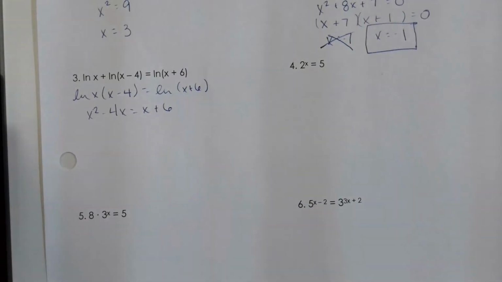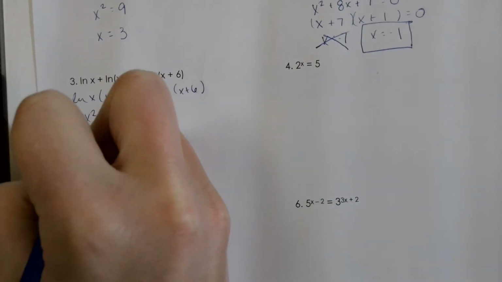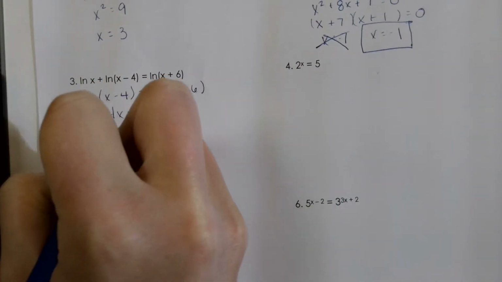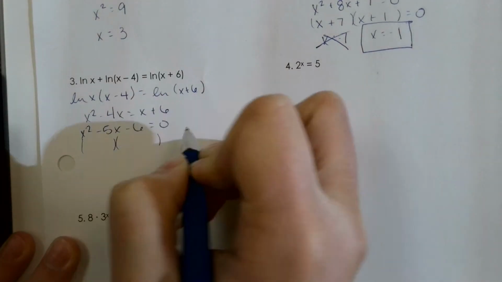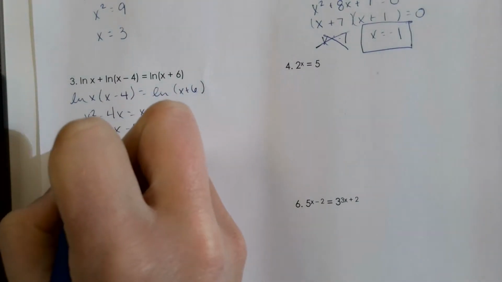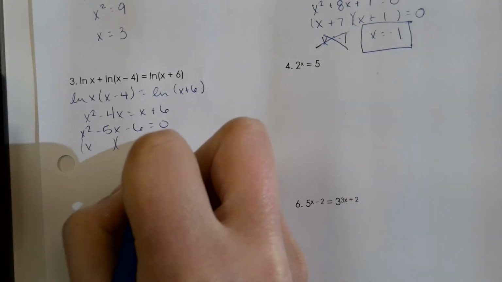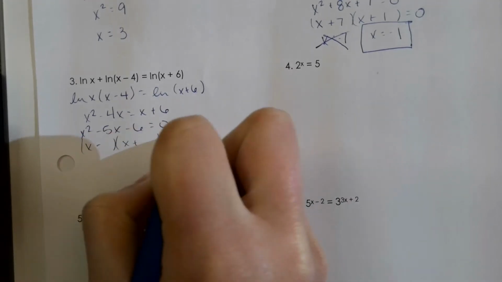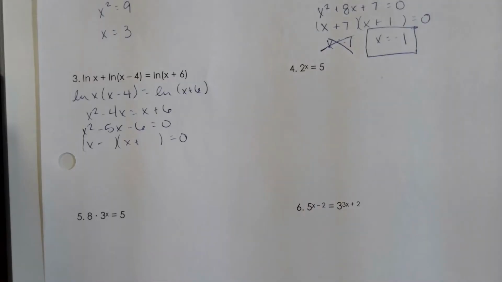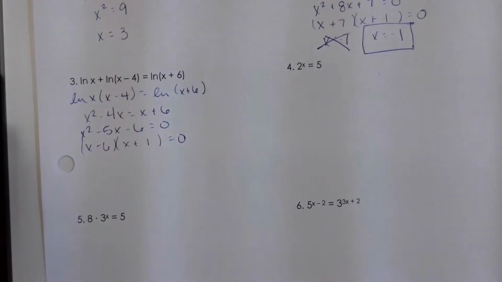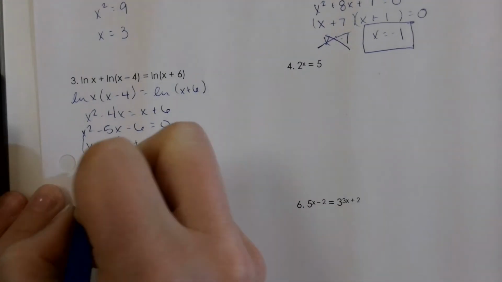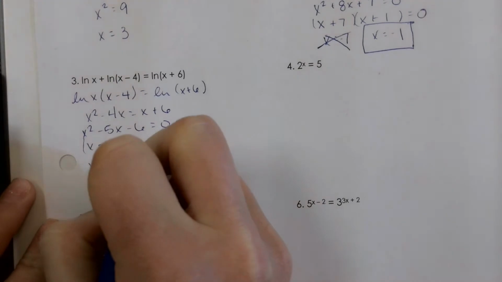Yeah, get everything on the same side, and then we're going to try to factor. So we've got x squared minus 5x minus 6. What will that factor into? Factors of 6 that subtract to be 5. 6 and 1. Is that all right? So then x equals 6 and x equals negative 1.